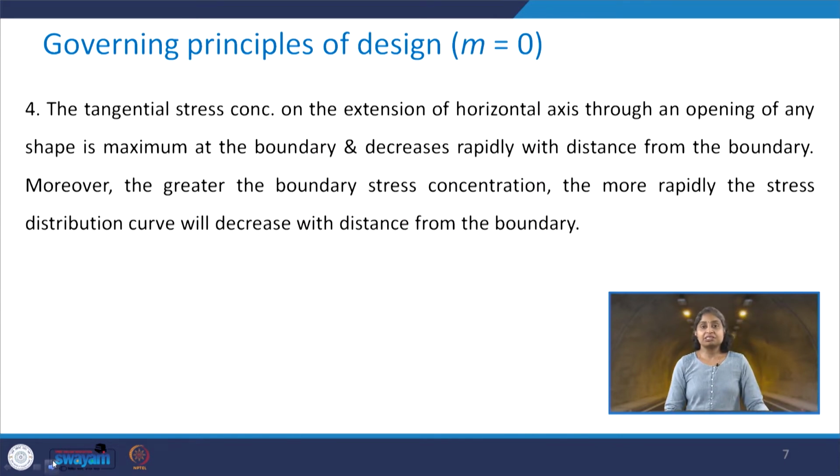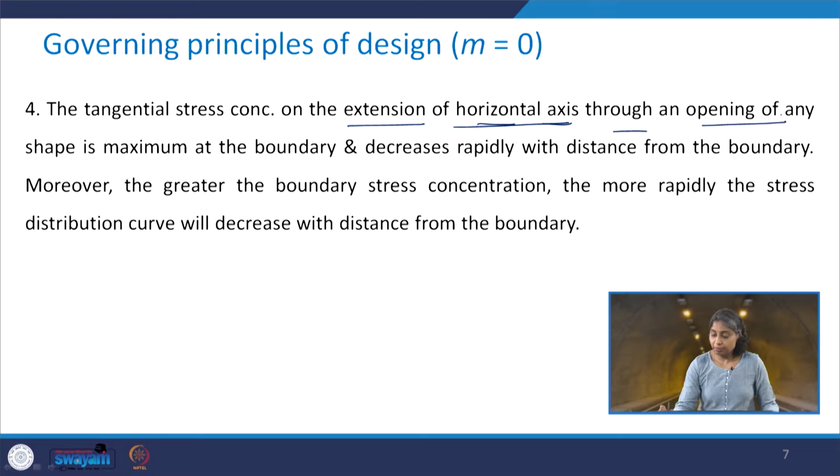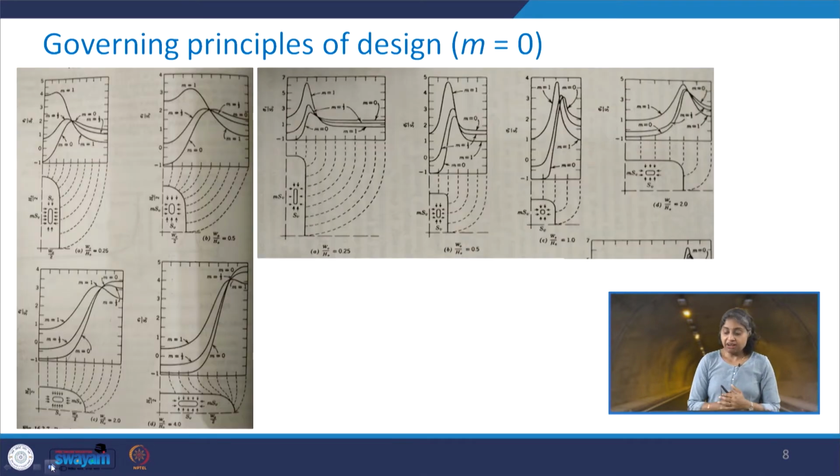Then the tangential stress concentration on the extension of the horizontal axis. Take a note, on the extension of the horizontal axis through any opening of any shape, it is maximum at the boundary, and it reduces rapidly with its distance from the boundary. Another thing to note is that the more the boundary stress concentration factor, the more rapid is the reduction of this stress concentration with distance from the boundary. Let us take this figure and try to understand this.